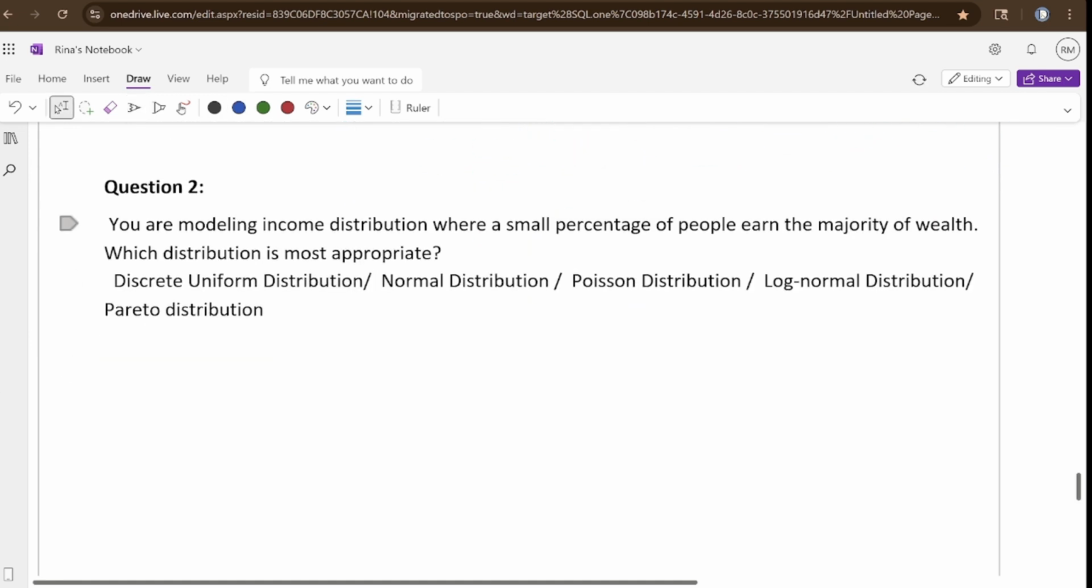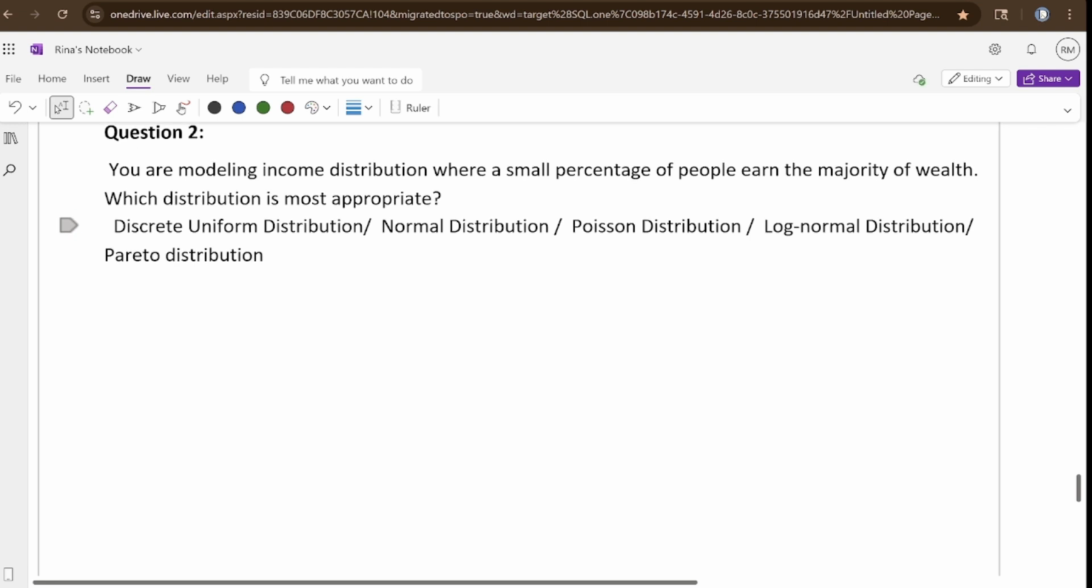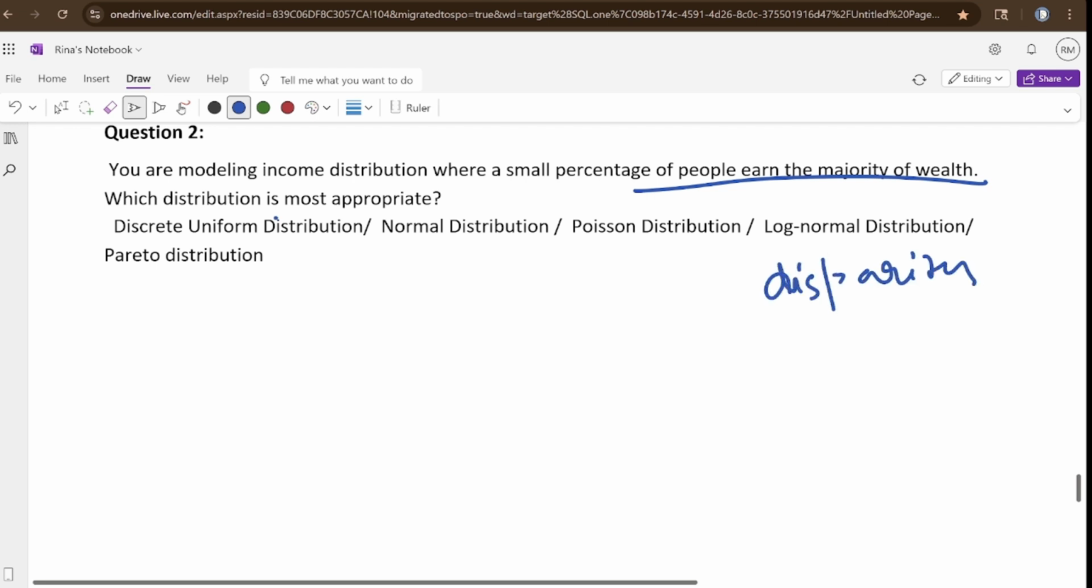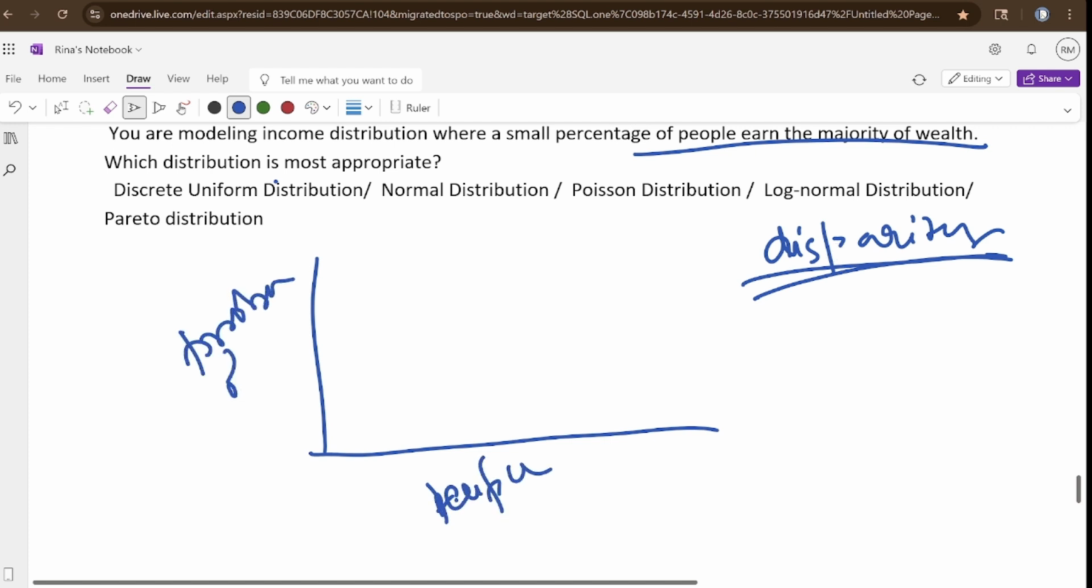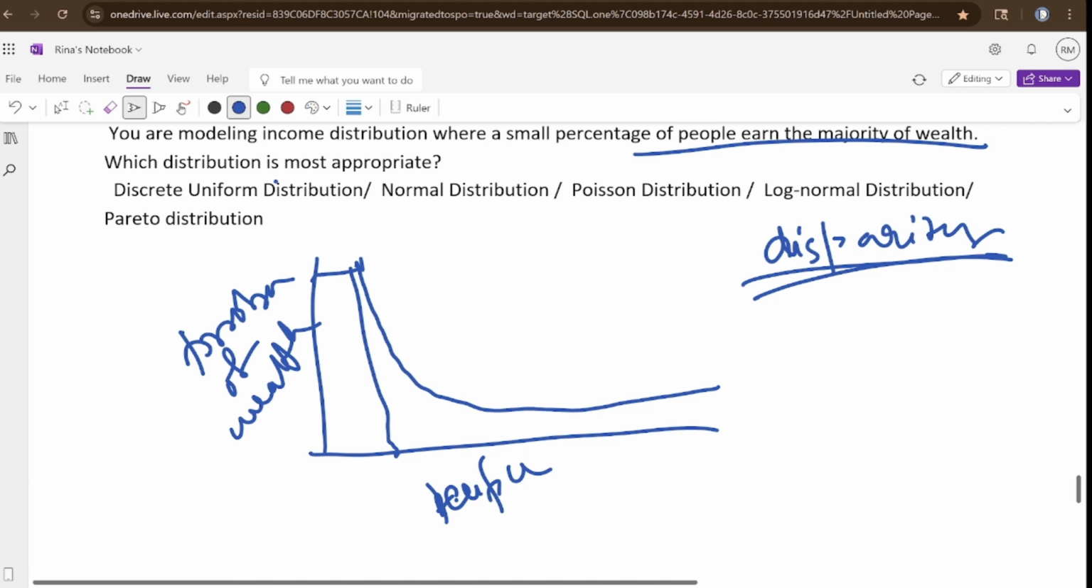Second question, if you are modeling income distribution where a small percentage of people earn the majority of wealth, so there is a disparity. So from this word you can guess which is the answer. See how it looks. Small percentage of people, let's say people on this side, probability of wealth. Small percentage of people gets maximum probability of getting wealth. See, a larger percentage of people have less wealth, right? So you can see it will look like this.